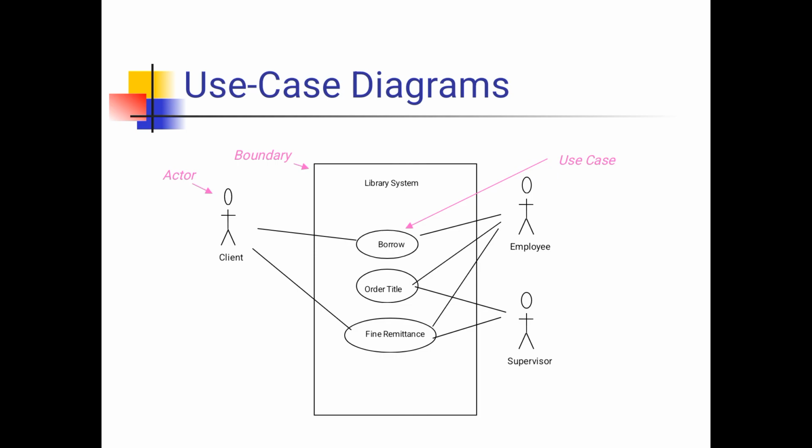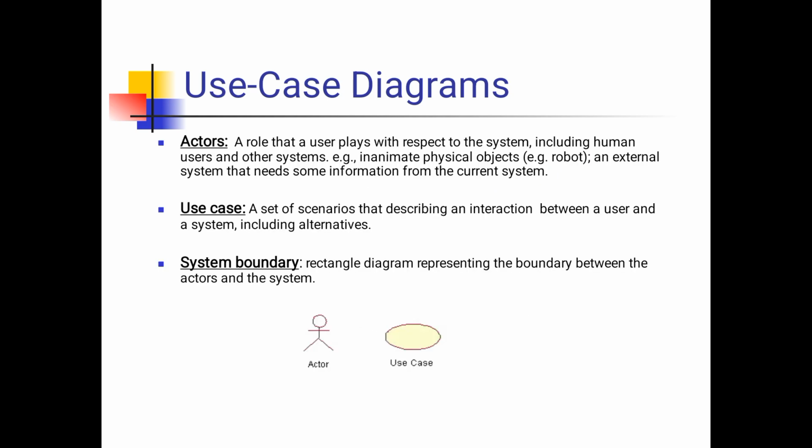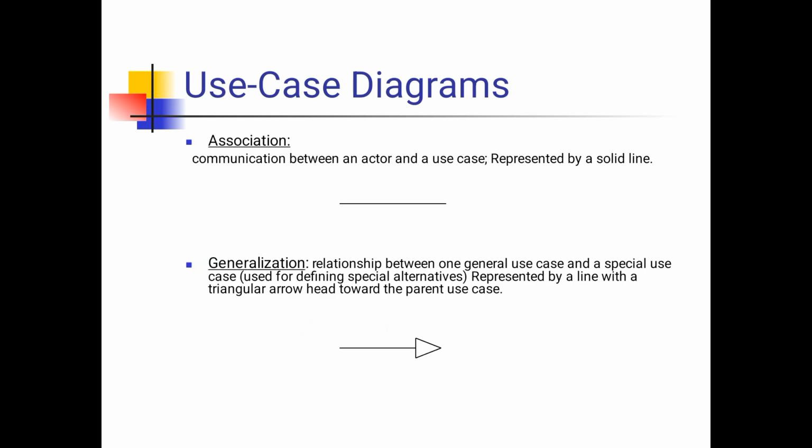For example, in a library system use case diagram, actors are the roles that users play with respect to the system. A use case is a scenario describing interactions between a user and a system, including alternatives. And the system boundary is a rectangle representing the boundary between the actors and the system.